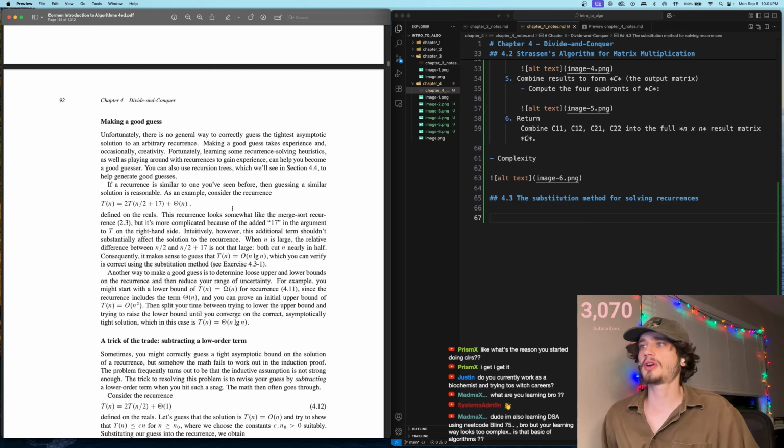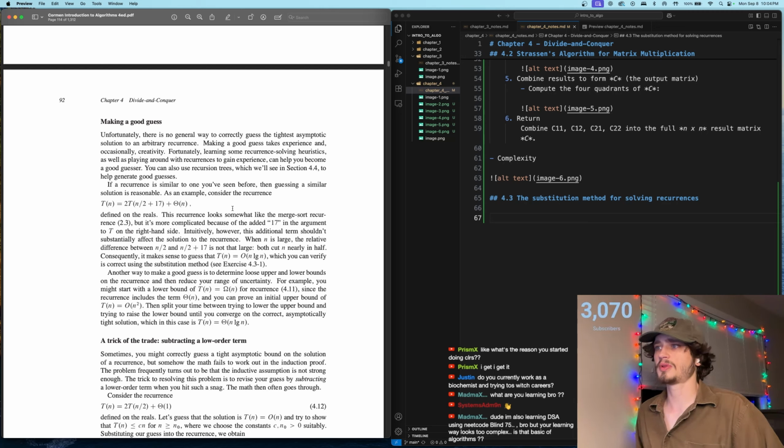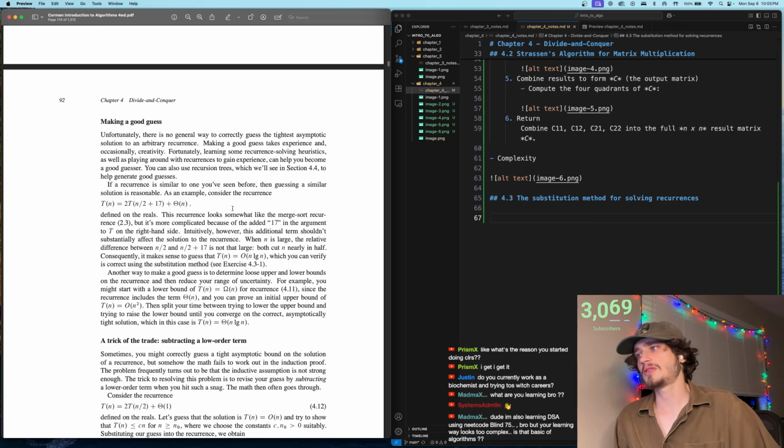As an example, consider the recurrence T of n equals 2 T of n over 2 plus 17 plus theta of n, defined on the reals. This recurrence looks somewhat like the merge sort recurrence 2.3, but it's more complicated because of the added 17 in the argument to T on the right hand side. Intuitively, however, this additional term shouldn't substantially affect the solution to the recurrence. When n is large, the relative difference between n over 2 and n over 2 plus 17 is not that large. Both cut n nearly in half. Consequently, it makes sense to guess that T of n equals O of n log n, which you can verify is correct using the substitution method in this exercise.